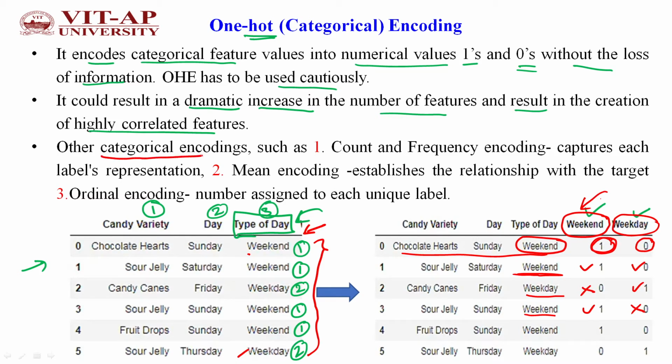Other categorical encodings: here we may use count, the number of times of appearance. That is also possible for label representation, and we may use the mean value, and also we can use ordinal encoding. Ordinal encoding means ascending order. In ascending order, we assign numbers to each unique label. We can assign a number to each categorical text value, and that label will be unique.